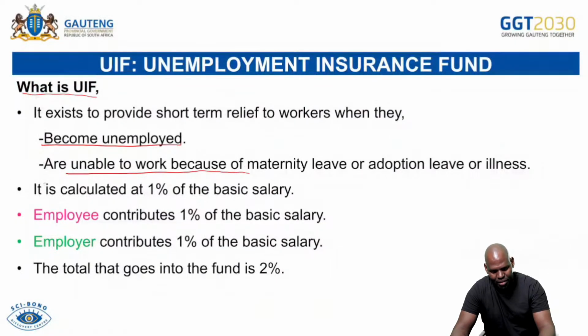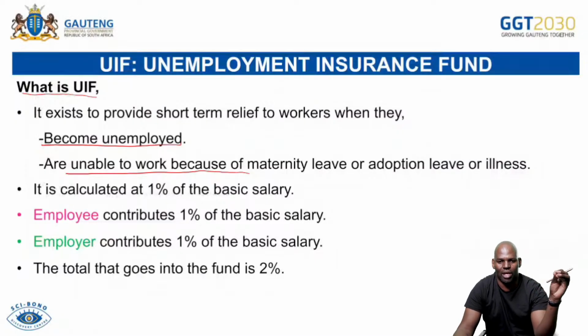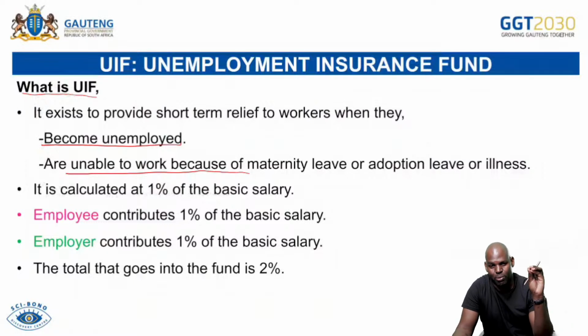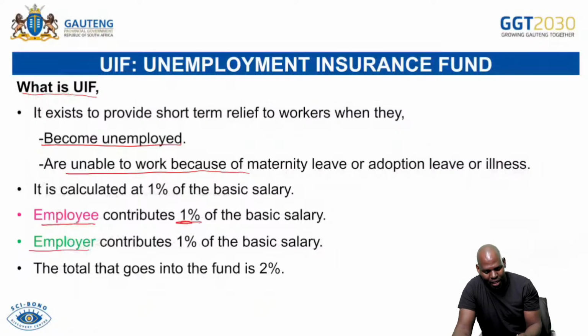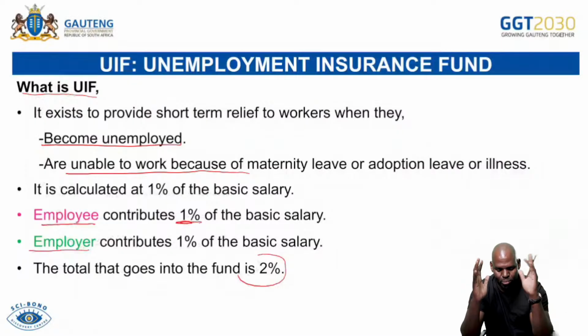Right? And then the other important thing is that UIF is calculated at 1% of the basic salary. So remember, this is an insurance. If a person is working, that person must contribute to an insurance, because at the end of the day, when this person is no longer able to work, that insurance must be able to pay this person. So on whatever amount this person earns, that person must contribute 1% of the basic salary. So 1% of the basic salary will be paid by the employee, and 1% will be paid by the employer. And then at the end, the total will be 2%.